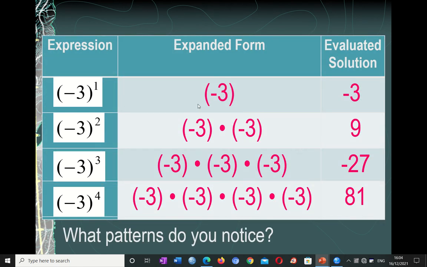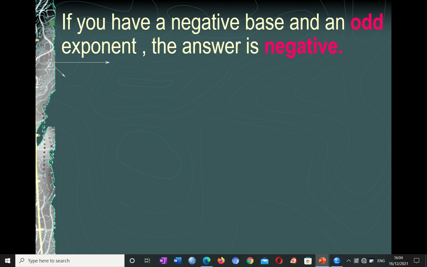So you can do this calculation like that. This means 1, only 1. This means minus 3 multiplied by minus 3, that's 9. Minus 3 multiplied by minus 3 multiplied by minus 3, that's minus 27. And this one, you multiply minus 3, minus 3, minus 3, and minus 3, that's 81. So again, with an odd exponent, the answer is negative.